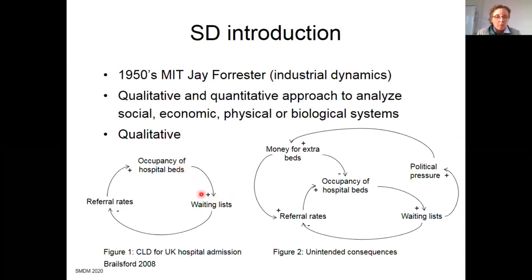So here in this example, we have waiting lists. If waiting lists increase, then this has an impact on referral rates. What I figured out in looking at the general practitioners is that if general practitioners realize that there are long waiting lines, they would not necessarily send their patients to the hospitals, but rather find a different solution. So if waiting lists go up, then referral rates go down. We put the minus sign over here. High referral rates lead, however, to an increase in occupancy of hospital beds. If occupancy of hospital beds increases, we do see an increase in the waiting lines. So we would put a plus over here.